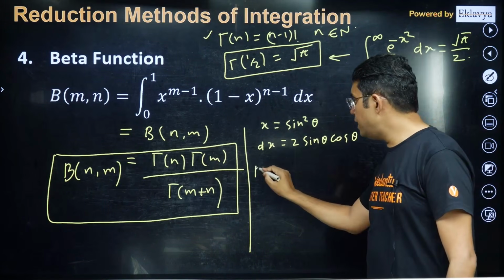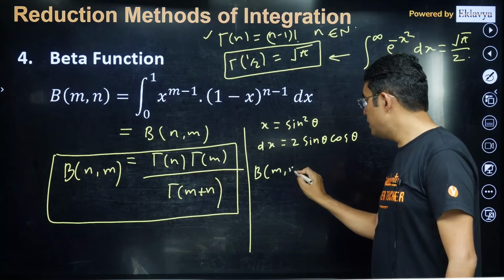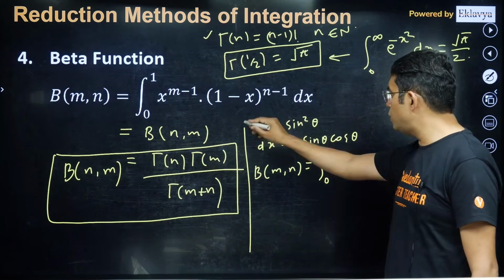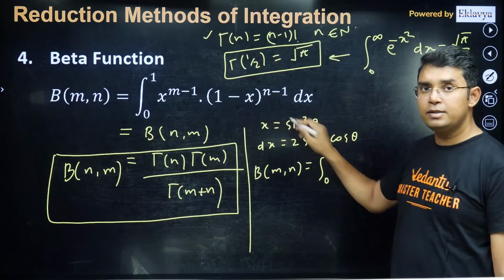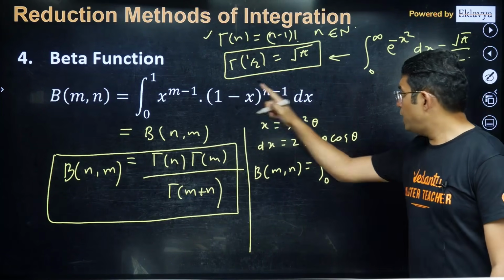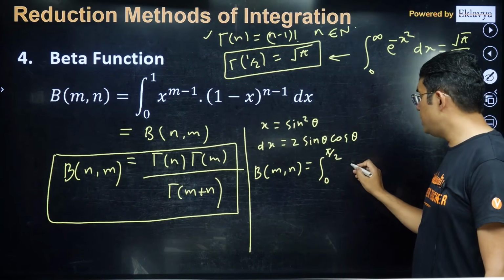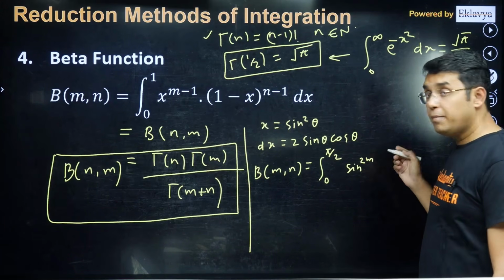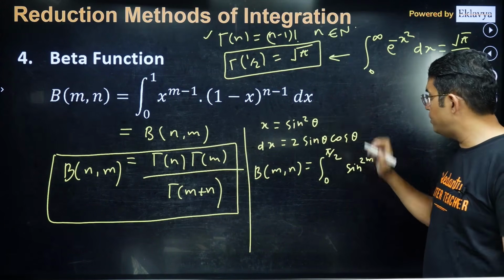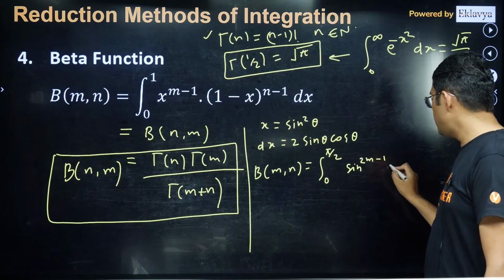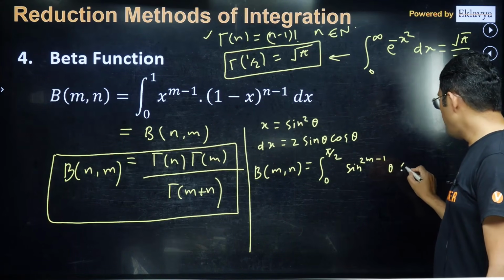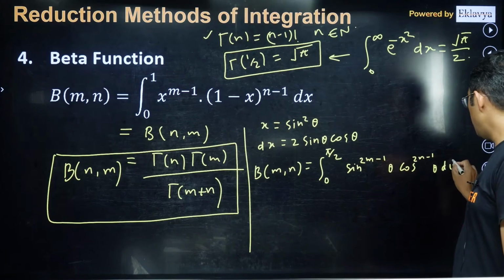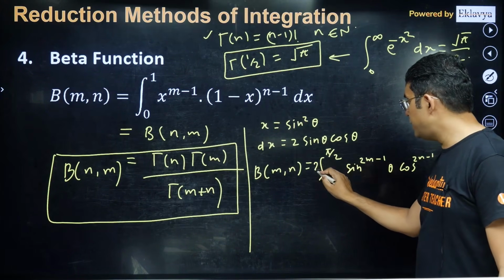So beta m comma n, you can see, will be limit 0 to pi by 2, because when x is 0, theta is 0, and when x is 1, theta is pi by 2. Now x is sine square theta, so it will become sine raised to the power 2m minus 2, and one more sine theta will come from dx also, so sine to the power 2m minus 1 theta. Similarly for cos, 2n minus 1 theta d theta, and this 2 will also come, we can write it here.